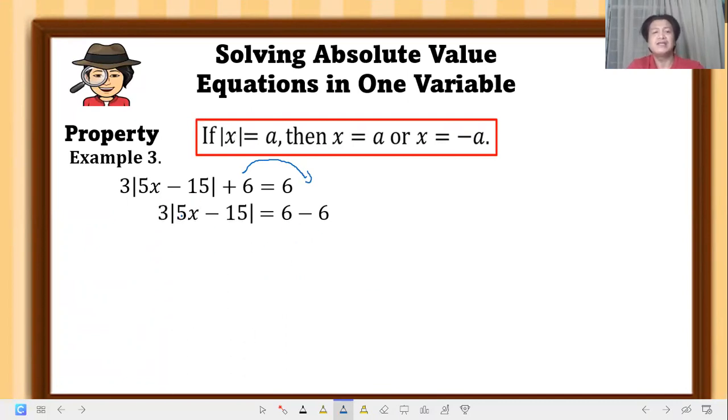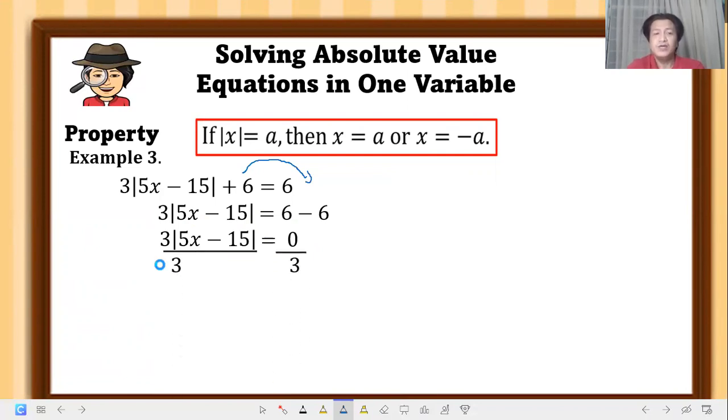Then, copy mo lang muna yung natira. 3 times the absolute value of 5x minus 15. And then, you have to simplify what is 6 minus 6. Di ba 0 na siya? Copy mo lang din to. And next step that you're going to do is remove the numerical coefficient. Okay, di ba? I-multiply natin siya by the reciprocal of 3 or simply shortcut na natin. Divide both sides of the equation by 3 para makancel yung 3 dyan.